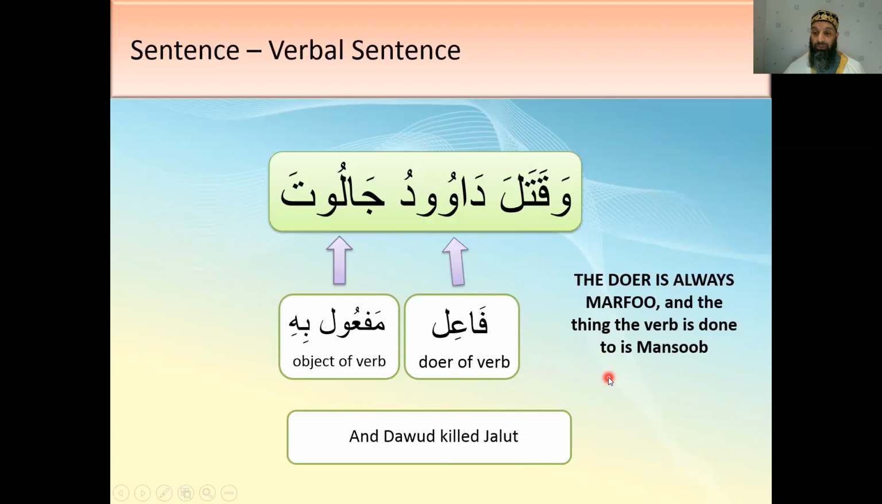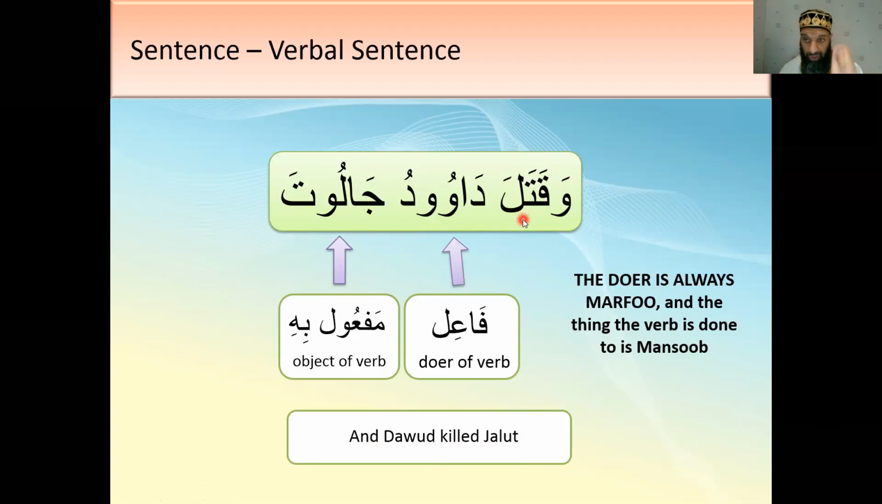And then the most important grammar rule in Arabic, I think, is that the doer is always marfu. So what we explained here is, look at this verse. Waqatala. Remember we said, what does waqatala mean? It means "and he killed." That's what qatala means, its root word, "he killed." Now, who killed? Dawood or Jalut, two names are mentioned, or is the person who killed not mentioned? How can you tell? You cannot.